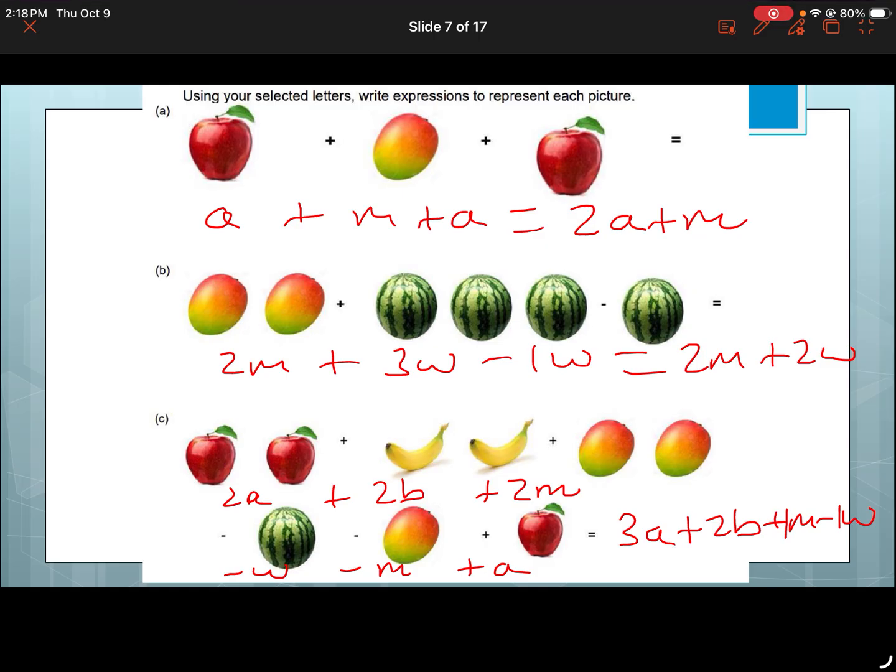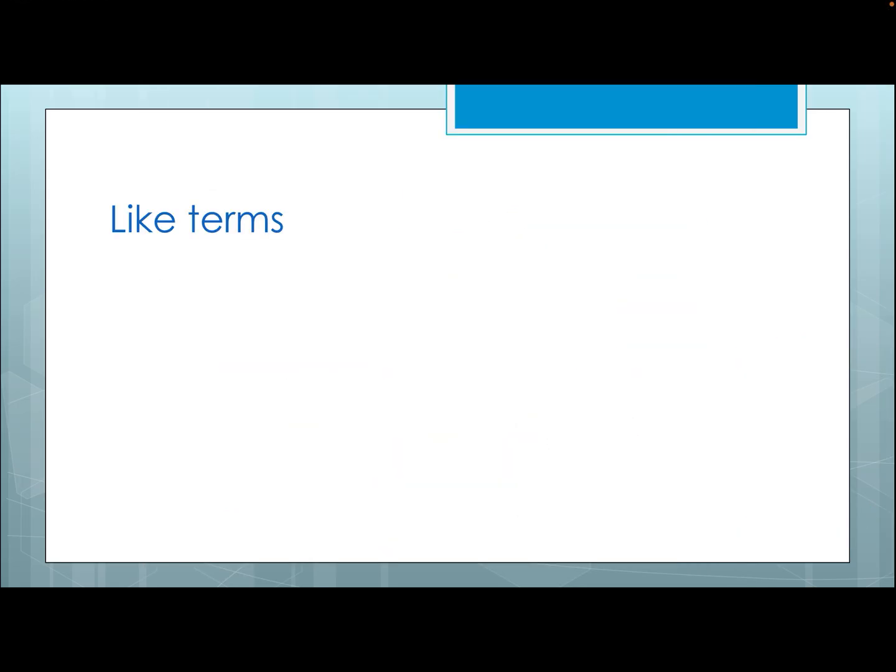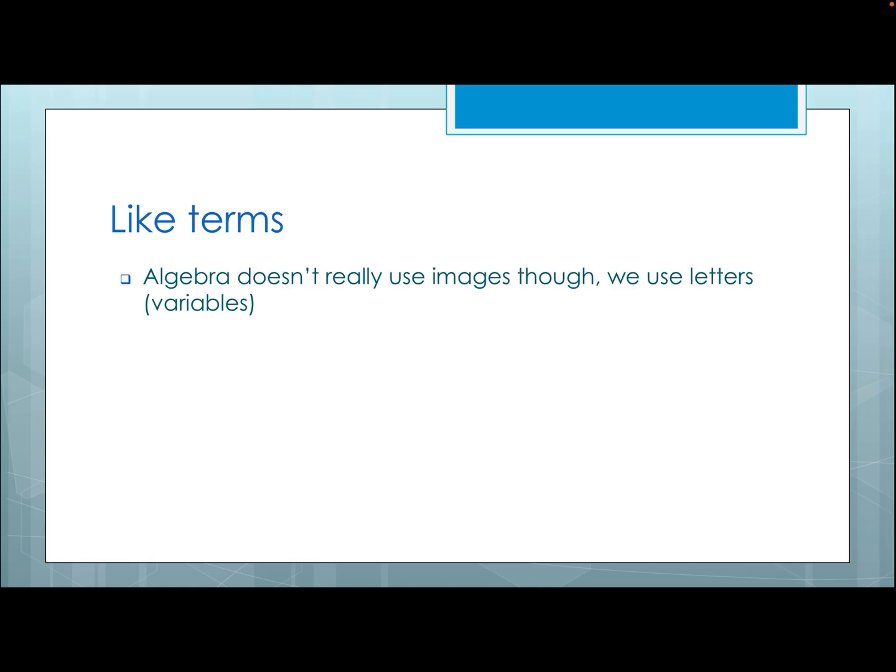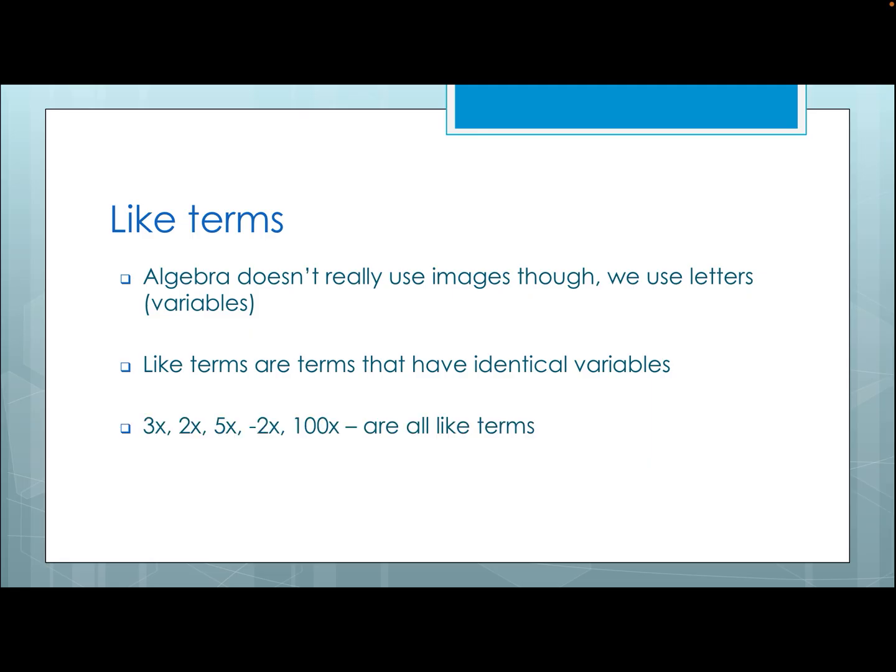So here we have just letters, with no objects. Algebra doesn't really use images. We use variables, right? Like terms are terms that have identical variables. So 3x, 2x, 5x, negative 2x, 100x, they're all like terms because they all have the letter x. It doesn't matter what their coefficient is, what the number is, right? They're all like terms. Whereas 2ab, 3a, 4b are not like terms.